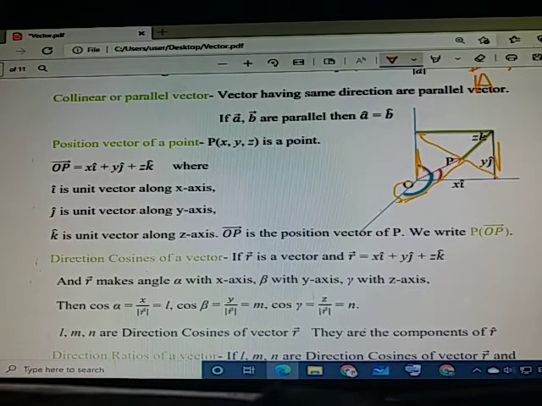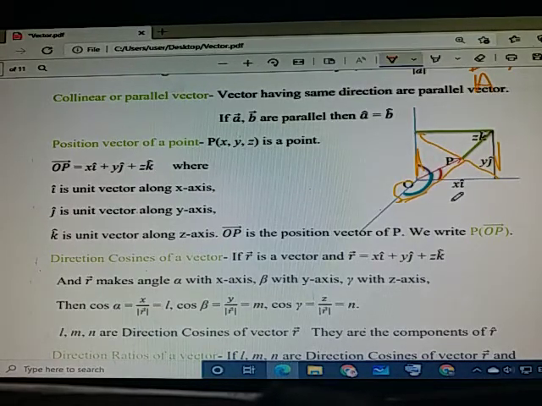So l, m, n are the direction cosines. These are proportional, because the ratio l to x is a constant, given in terms of the magnitude of r.